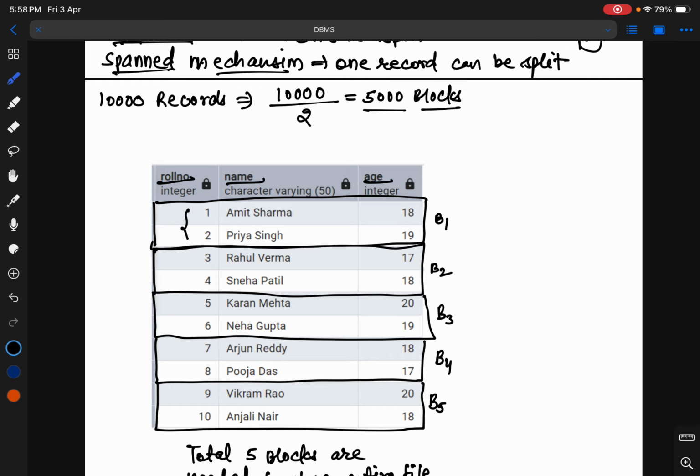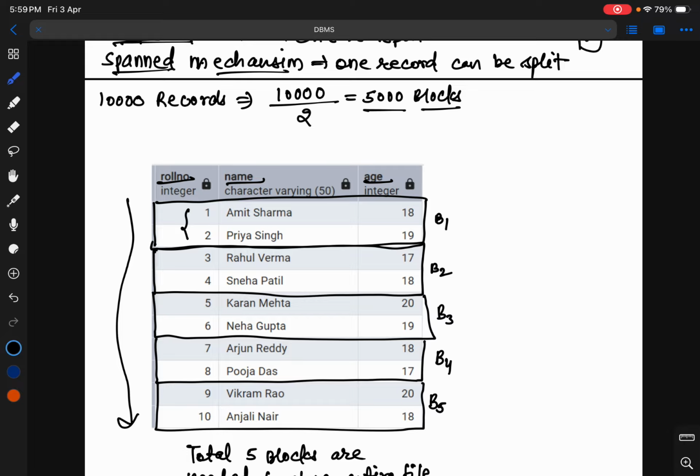So how many blocks are needed for a table depends on the size of one record, like how many bytes one record can take in the worst case, and how many records are there in the file. But how does indexing come into the picture?